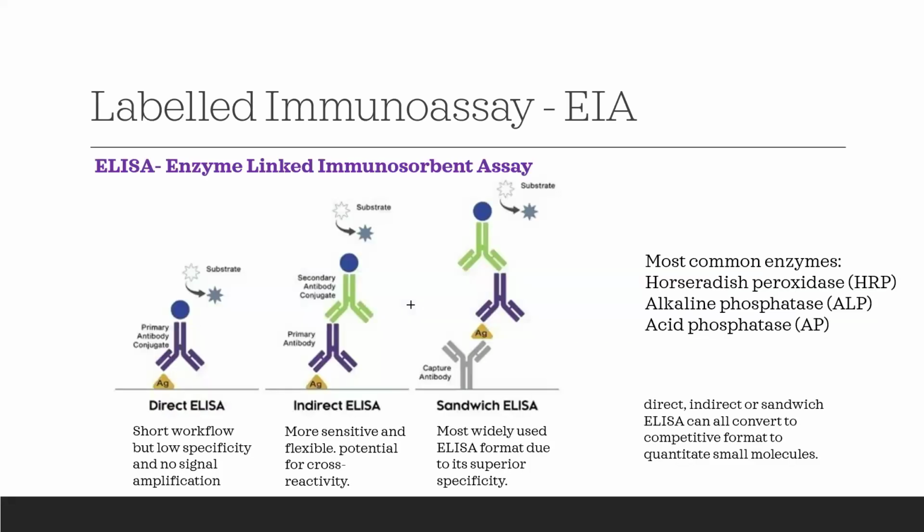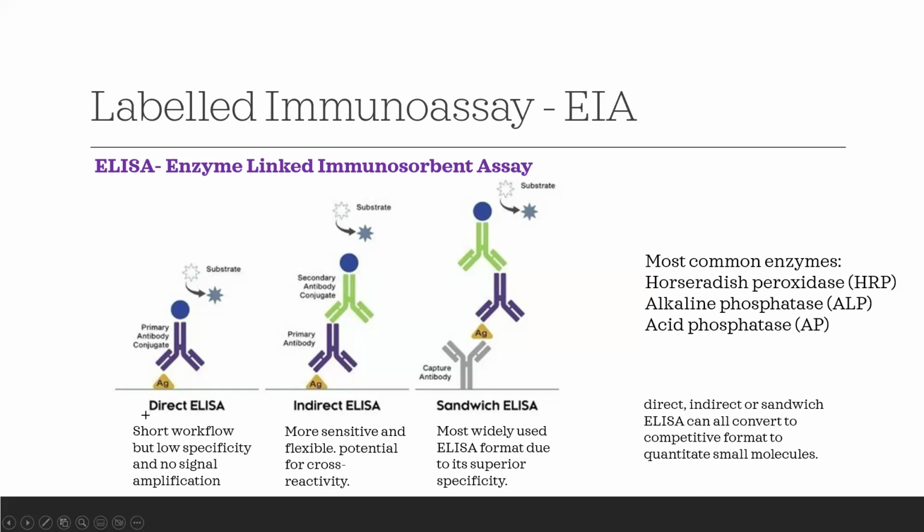So the most common EIA I believe you all have heard about is ELISA. ELISA is short for enzyme-linked immunosorbent assay. There are 4 types of ELISA. The first type is called the direct ELISA, then the indirect ELISA and the sandwich ELISA. The type 4 is called the competitive format of these three.